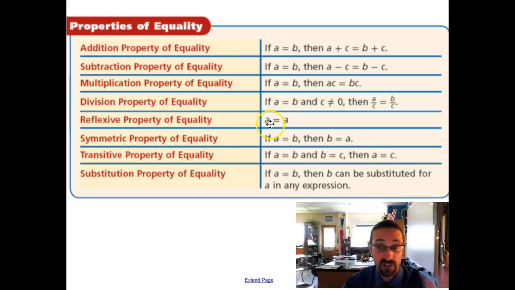Reflexive means 7 equals 7. One thing equals itself. And this is really important when we get to geometry next year. Symmetric, if A equals B, then B equals A. Transitive, if A equals B and B equals C, then A equals C. You kind of leap over the B's. And substitution, and again, as you know, if you know 2 things are equal, you can substitute one for the other anywhere else you see that expression.